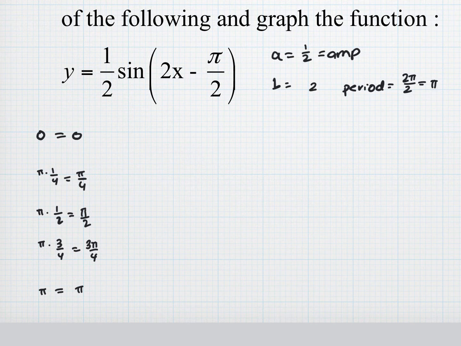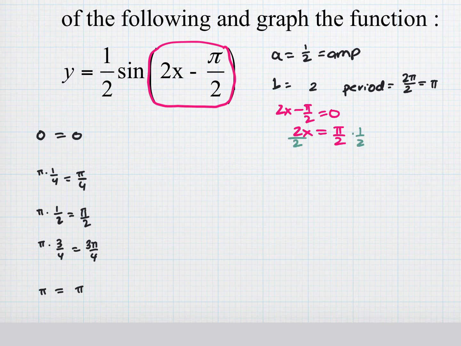Okay, now there's something in my parentheses, so I know there's a phase shift. I'm going to figure it out by doing 2x minus pi over 2 equals 0. What would you do first? Move the pi by 2. Good. And then divide by 2. Good. So this is x equals a positive pi over 4.